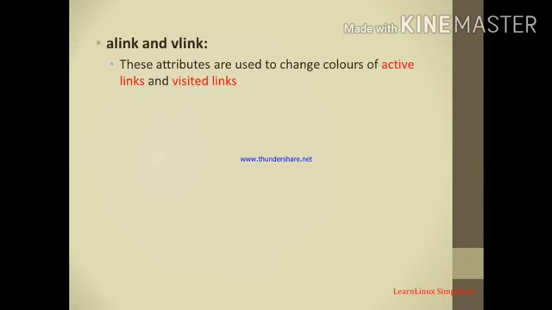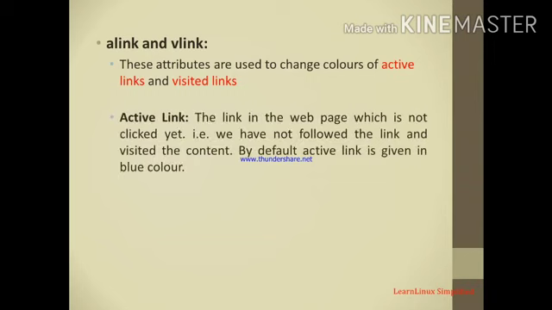Next is A-link and V-link. Now what is A-link and V-link? These attributes are used to change the colors of active links and visited link. Now what is active link and visited link? First, active link: the link in the web page which is not clicked yet. Means whenever we start the web page for the first time, the links which are given, which are not clicked, are active links. That is, we have not followed the link and visited the content. By default, the active link is given in a blue color.